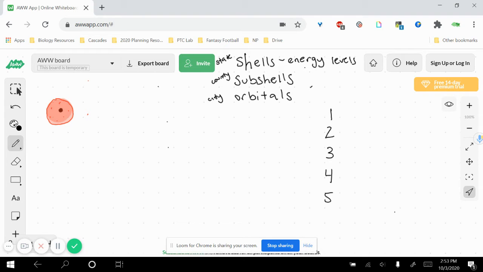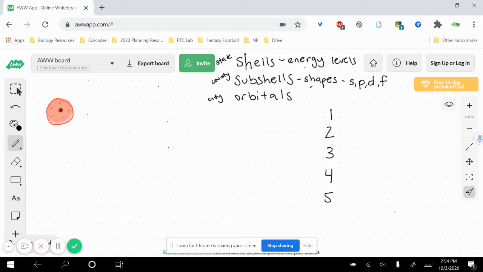And so subshells are specific shapes where electrons can exist. And this all makes more sense in a little bit, but I'm just going to say subshells are different shapes, and there are different kinds of subshells, and instead of giving them numbers, we give them letters. And those letters are S, P, D, and F.